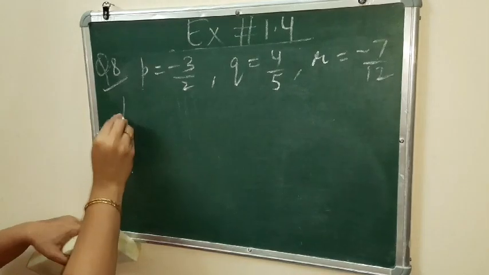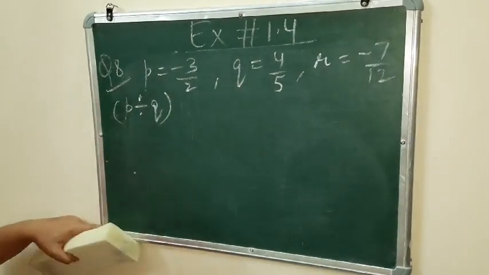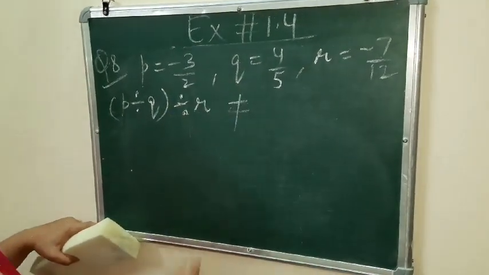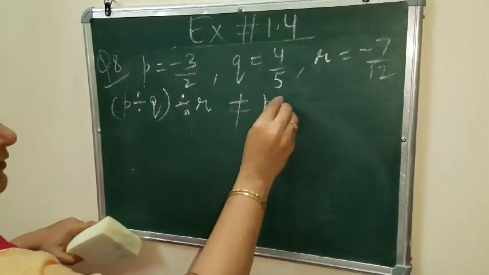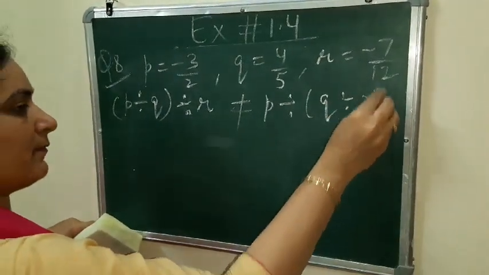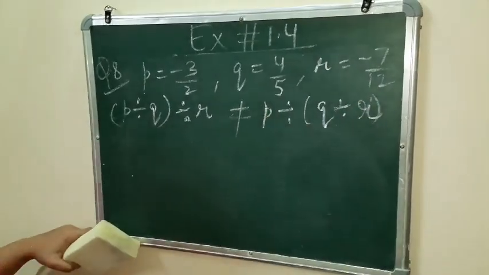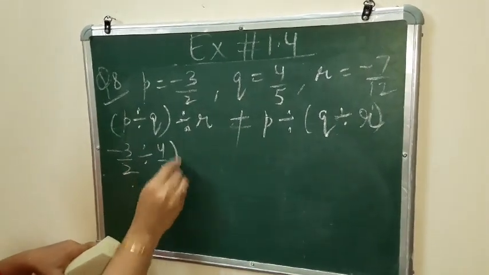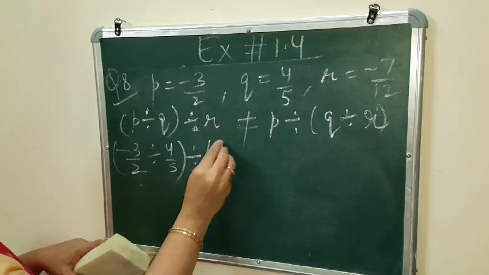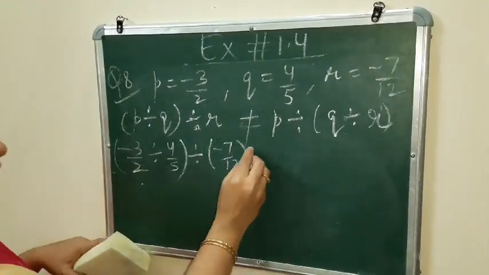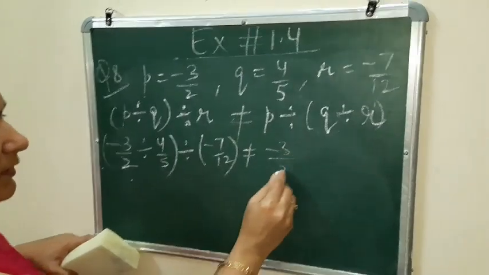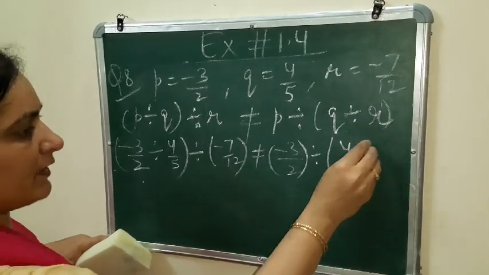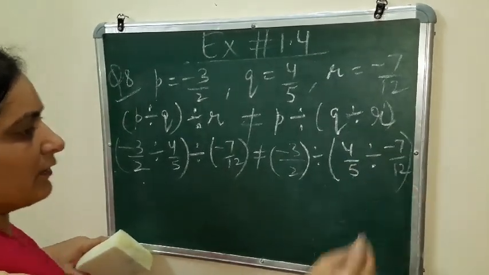You have to verify P divided by Q divided by R is not equal to P divided by Q divided by R, with the brackets placed differently. So we just put the values in this: minus 3 by 2 divided by 4 upon 5 divided by minus 7 by 12. We have to prove that they are not equal. So put the values: minus 3 by 2 divided by 4 upon 5 divided by minus 7 upon 12.